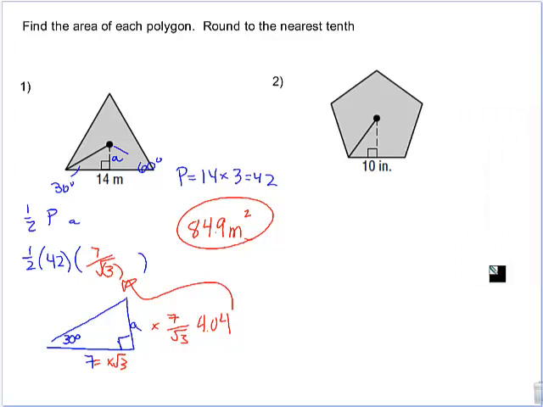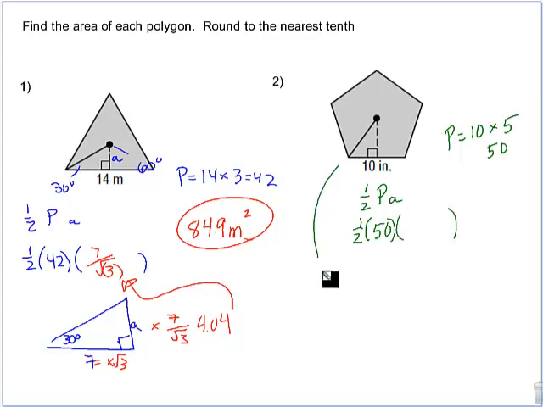Okay, what type of shape do we have for number 2? A pentagon. It is a pentagon. So we're going to have to do 1/2 perimeter times apothem. Okay, so the perimeter first, each side is 10. So the perimeter would have to be 10 times 5, so 50. So we have 1/2 times 50 times, now we need the apothem.